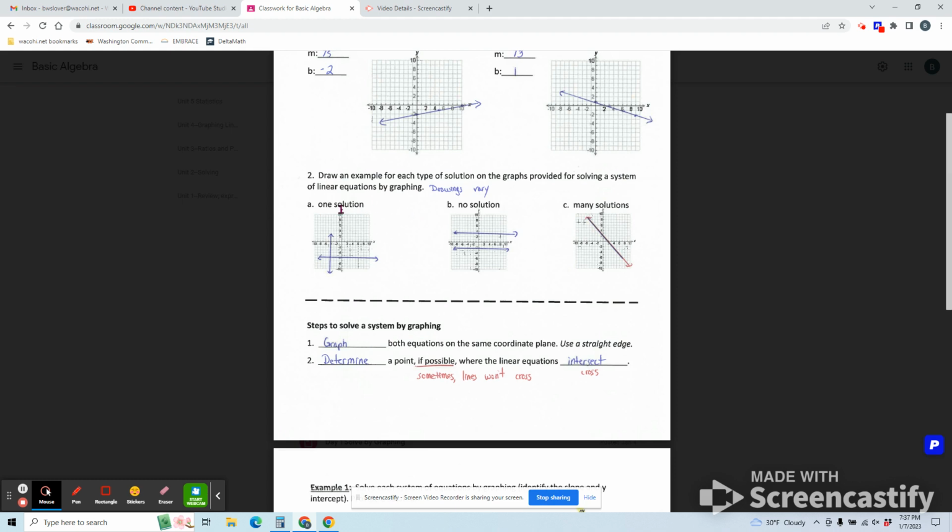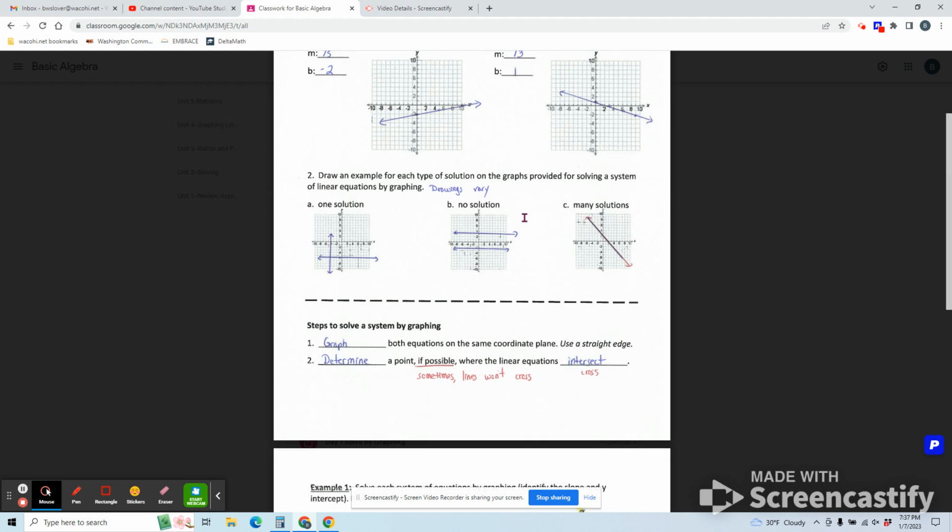So if we have one solution, you just have two lines that intersect once. If you have no solution, you have parallel lines, which means these lines do not intersect. And if you have many solutions, that means it's the same line. So one line is red, one line is blue, and they are the exact same line.